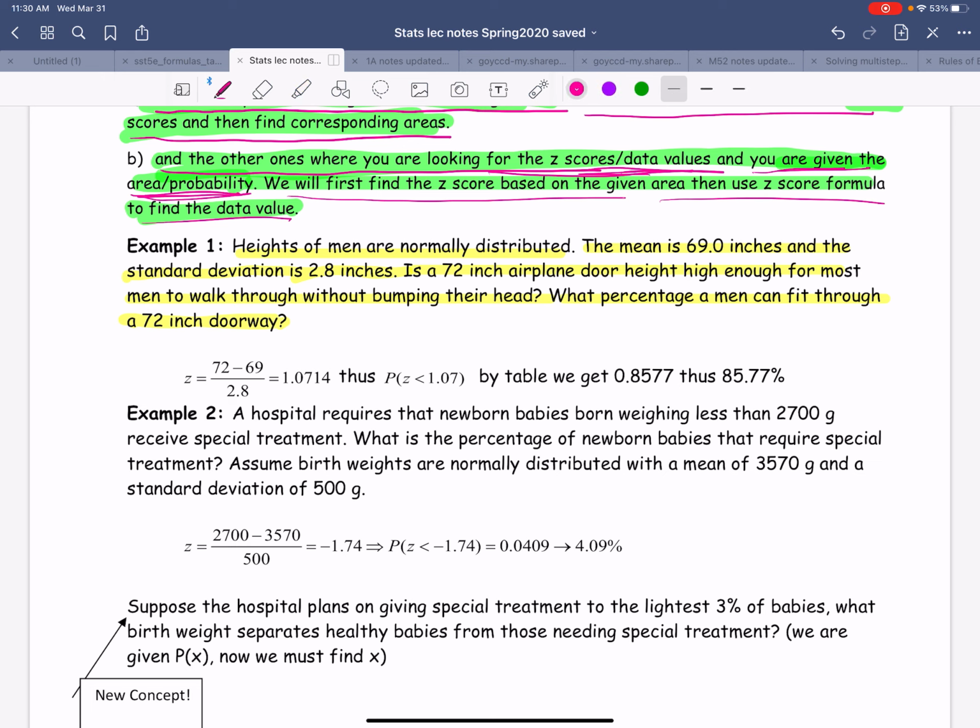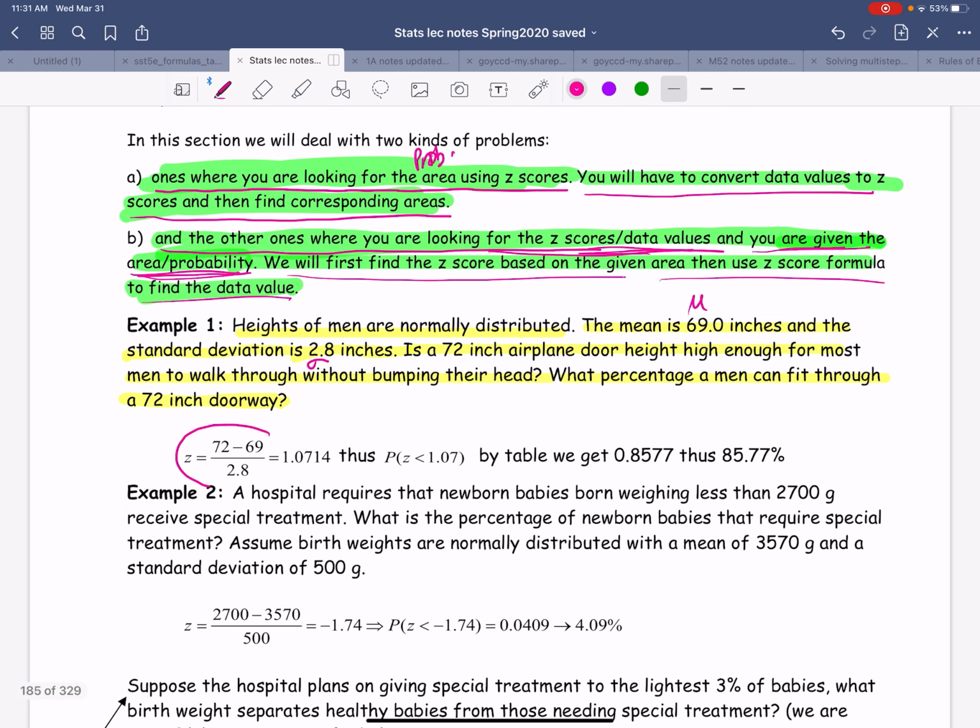So the mean is given to us. The mean is 69. Standard deviation is 2.8. So we're trying to figure out what percentage of men can walk through a door that is 72 inches high. So I'm going to find the area that is less than, to the left of 72 inches in the normal curve, or whatever the corresponding z-score is for 72 inches on the standard normal curve. So first step, I'm going to convert 72 into the z-score. That's the data value minus mean divided by standard deviation, x minus mean divided by standard deviation, that's the z-score formula. Turns out to be 1.0714, and we always round to 2 decimal places.